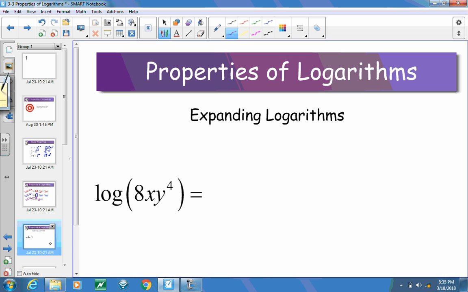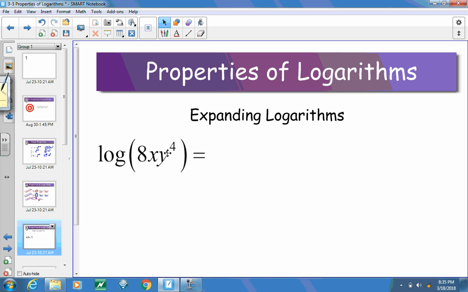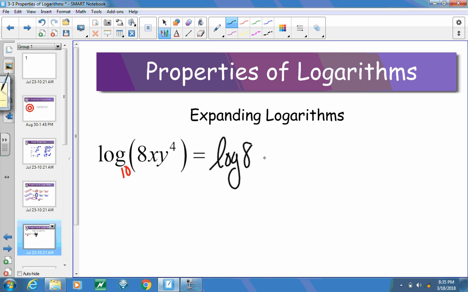A couple things just to practice this, being able to expand logarithms as well as being able to compress them. What I see here is the log, a base 10 logarithm, of the product of 8x and then y to the fourth. I could start with this. Since I'm multiplying, I could take the log of 8 plus the log of x plus the log of y to the fourth power. So here I'm expanding this logarithm. Since I'm taking the product, I'm going to add them all together.